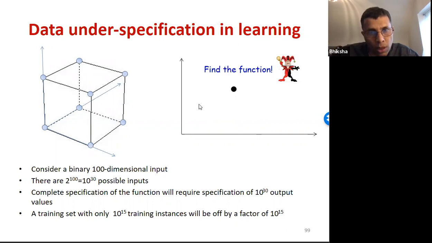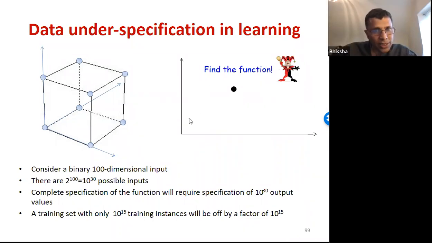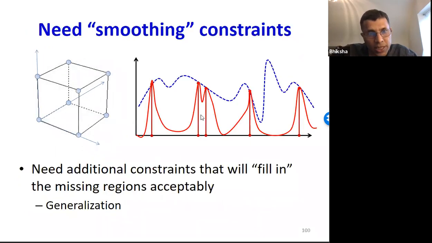So given this, is it even reasonable for us to expect that the network will learn something useful? Anyone? No. Doesn't make sense, right? This is just, I mean, our data are too sparse. And this means you need some severe additional constraints to fill in these missing regions acceptably.